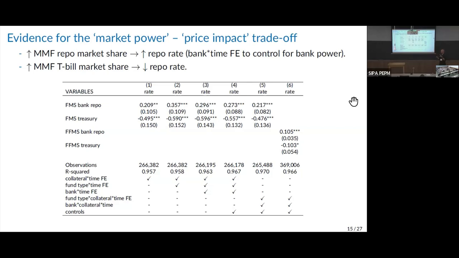So if you say, okay, why are you using funds? You should use fund families. We do that in every position.